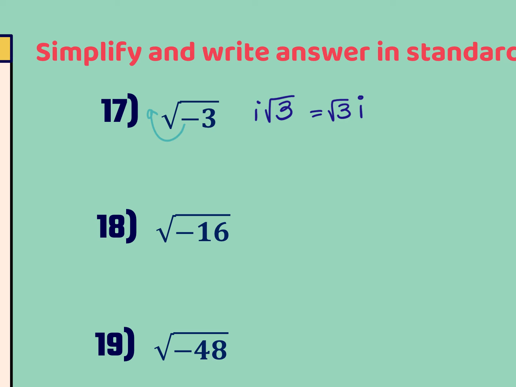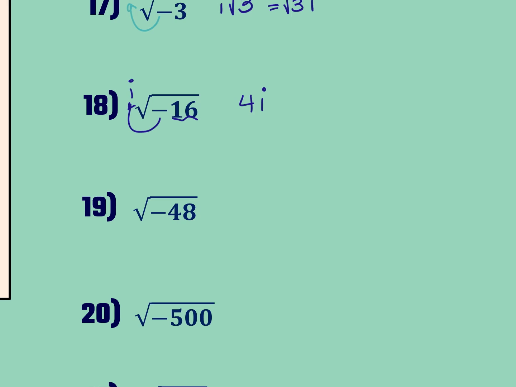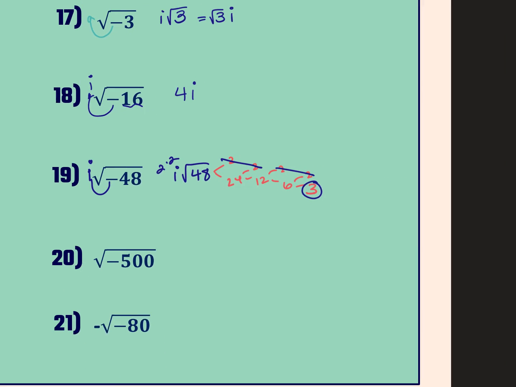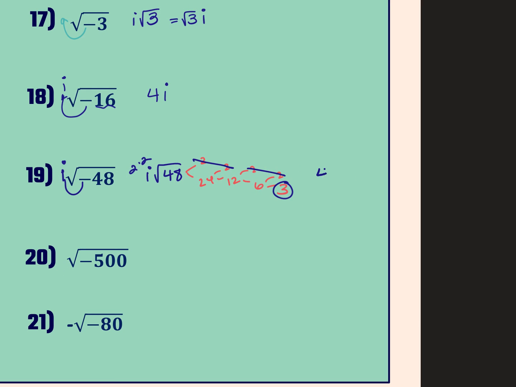Looking at 18, now I can actually simplify the square root of 16, which would be 4. Take out that i, and I'd get 4i. When you look at 19, I would take out the i, and I'd get i times the square root of 48. Not a perfect square, but 2 and 24, 2 and 12, 2 and 6, 2 and 3. I bring one pair of 2's to the outside, a second pair of 2's to the outside, and the 3 stays underneath. So this is 2 times 2, or 4i square root 3.